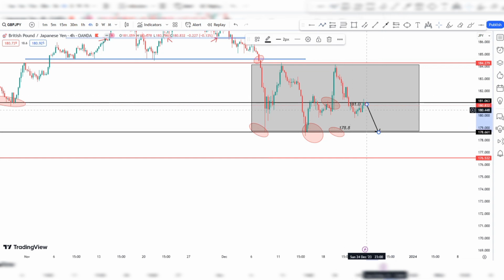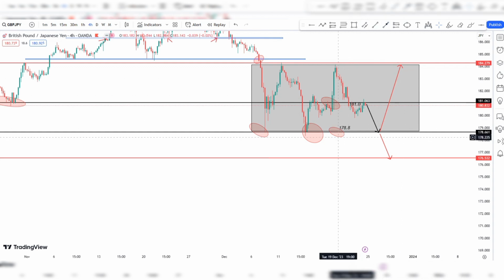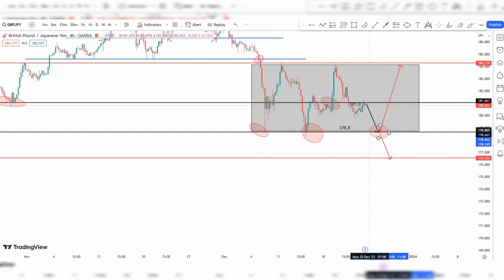For me, before I do anything, I'll wait for price to get back down to the 178.8 area, and either look for price breaking through and selling, or for price to bounce to the upside and then take a buy trade. When price gets to this area here, let's look for a buy trade from there. So again, my key area remains this 178.8 area, where I'm expecting price to go down to again.